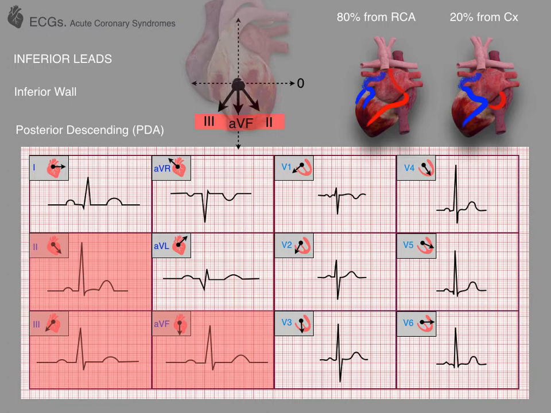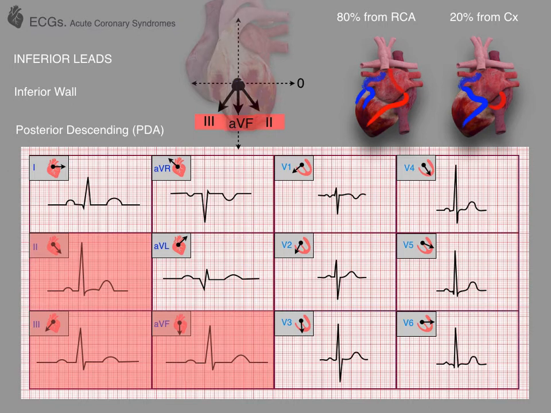So now let's talk about where we see those anatomical regions on an ECG. We'll start by looking at the inferior leads. So remember back to the hexaxial system and where each lead of your ECG is reading.